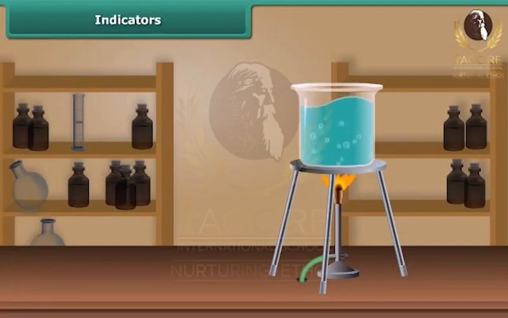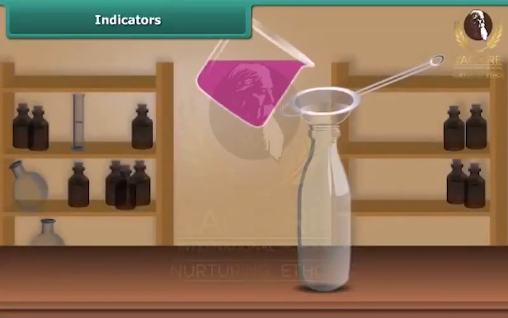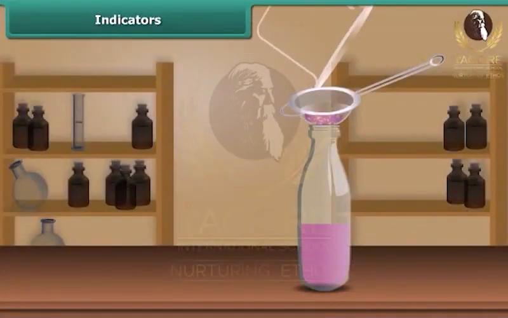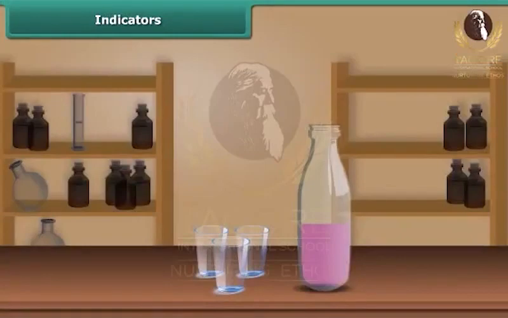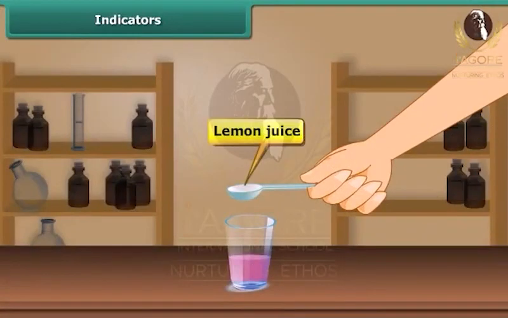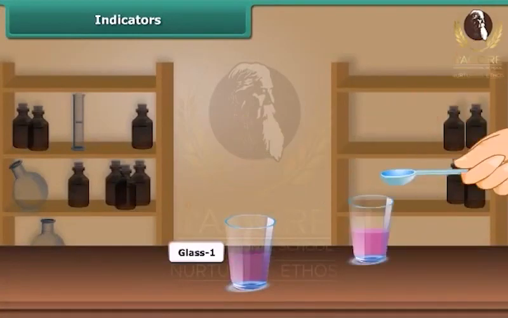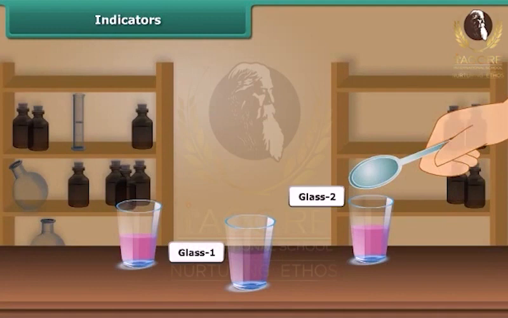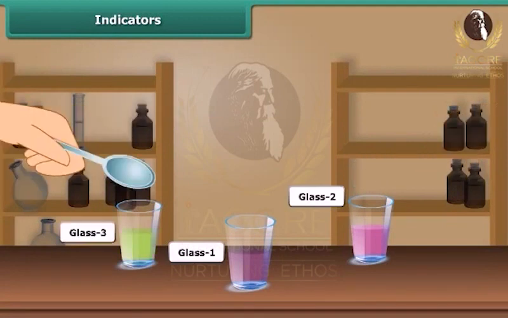Then to this warm water, add petals of China rose. Keep the mixture for some time till the water becomes colored. Filter this purple-red water into a bottle with a tea strainer. This purple-red solution is your indicator. Then take a small amount of this indicator in 3 small glasses. Pour lemon juice in the first glass, water in the second glass, and soap solution in the third glass.